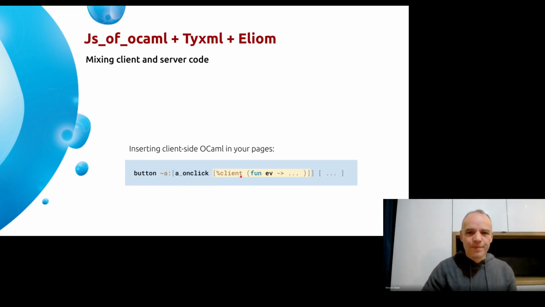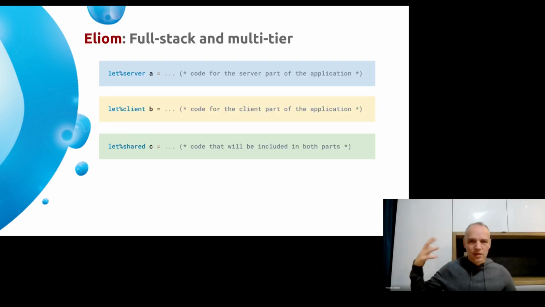More generally, you can mix server-side and client-side code in your Eliom programs by using this syntax. let%server defines the values you want to be included in your server-side program. let%client for the values you want to include in your client-side program, and let%shared if you want to include them in both server and client programs.